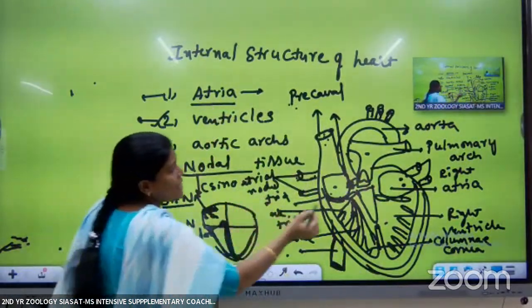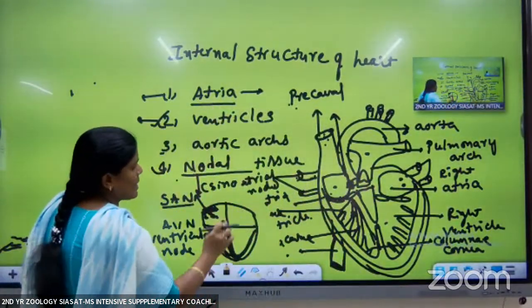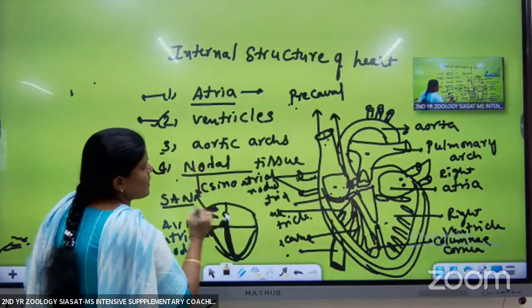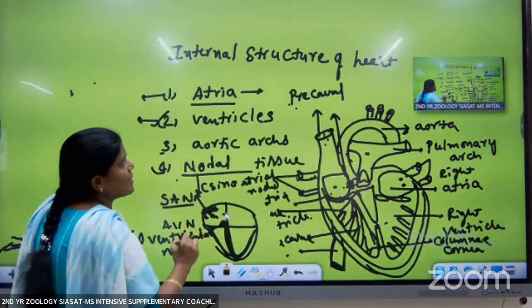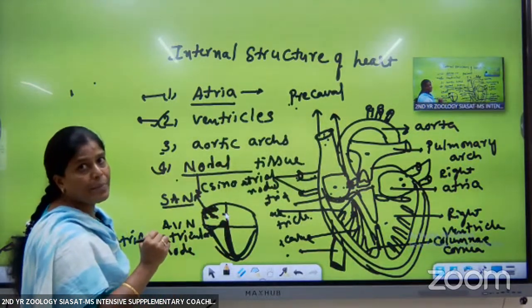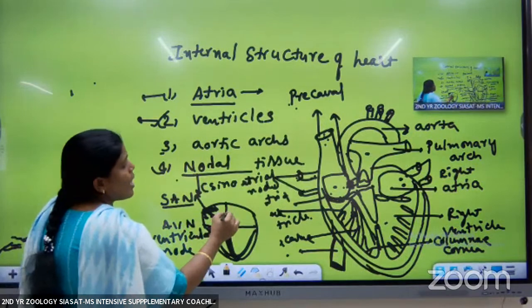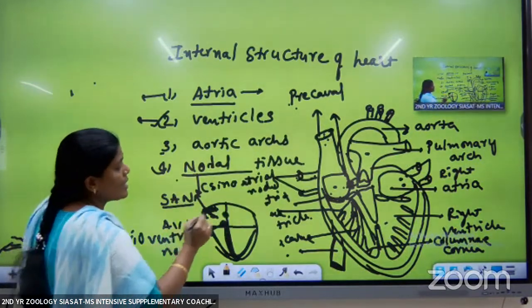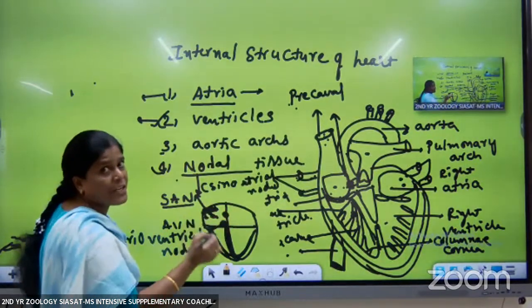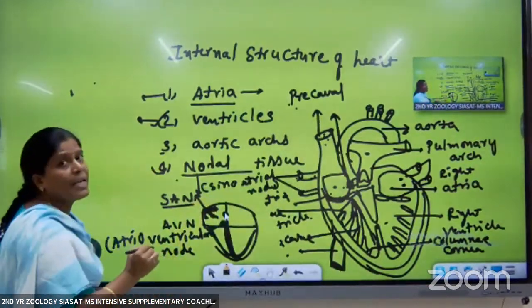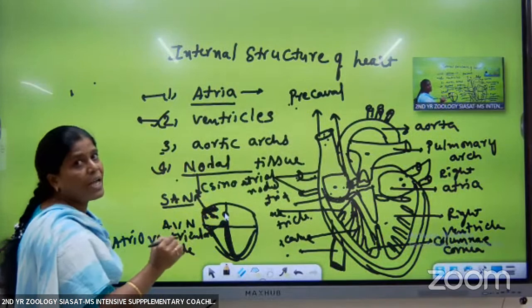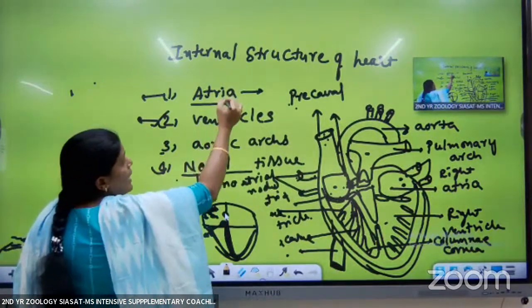In the fetal stage, one opening is present in the interatrial septum. We call it the foramen ovale. After birth, the lungs begin functioning. At that time, it closes and forms a scar, which we call the fossa ovalis. This is about the atria.